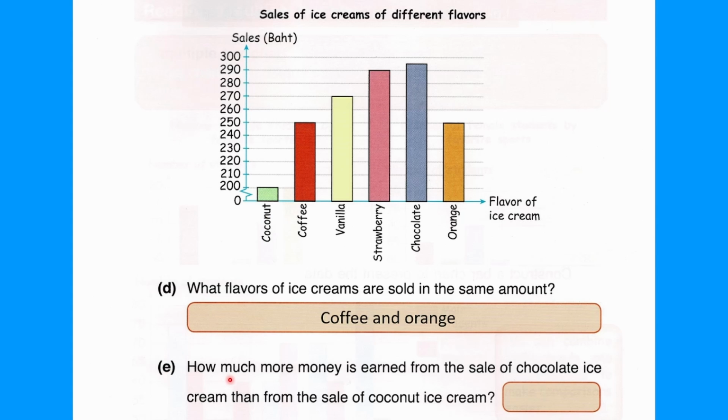E. How much more money is earned from the sale of chocolate ice cream than from the sale of coconut ice cream? Okay, so chocolate is 295 baht and coconut is 200 baht. So we just subtract and we get the answer of 95 baht.